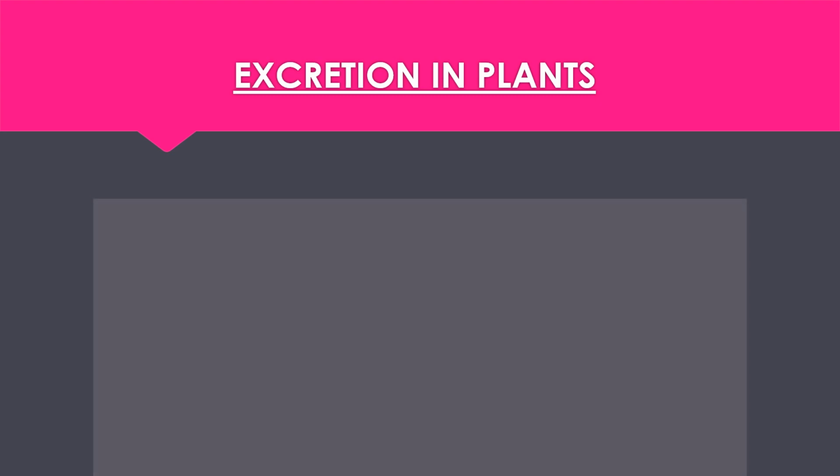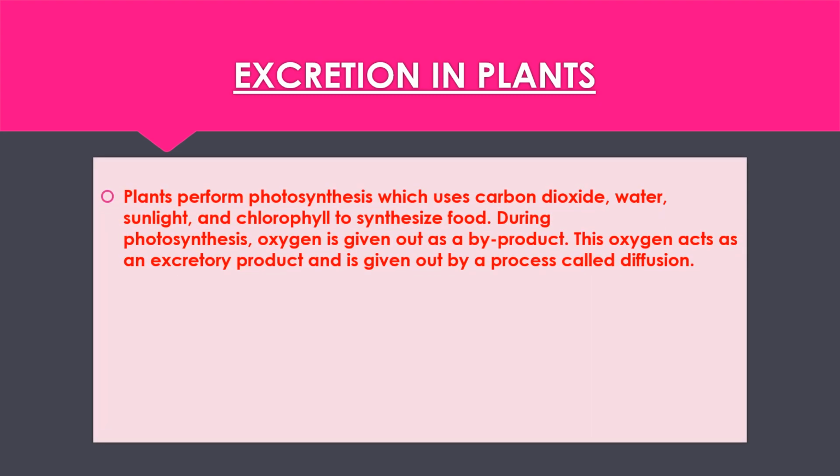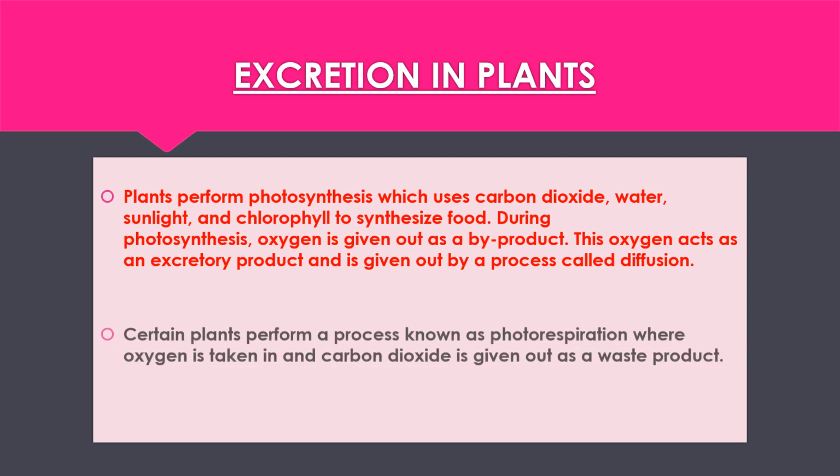Excretion in plants. Plants perform photosynthesis, which uses carbon dioxide, water, sunlight, and chlorophyll to synthesize food. During photosynthesis, oxygen is given out as a byproduct. This oxygen acts as an excretory product and is given out by a process called diffusion. Diffusion is the movement of molecules from a region of high concentration to a region of low concentration.